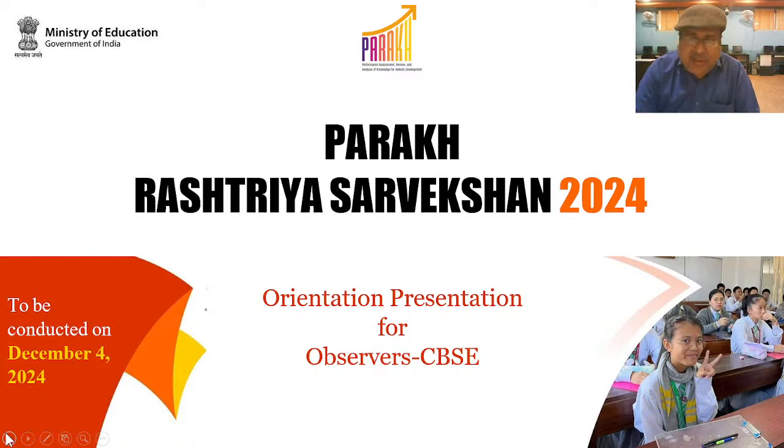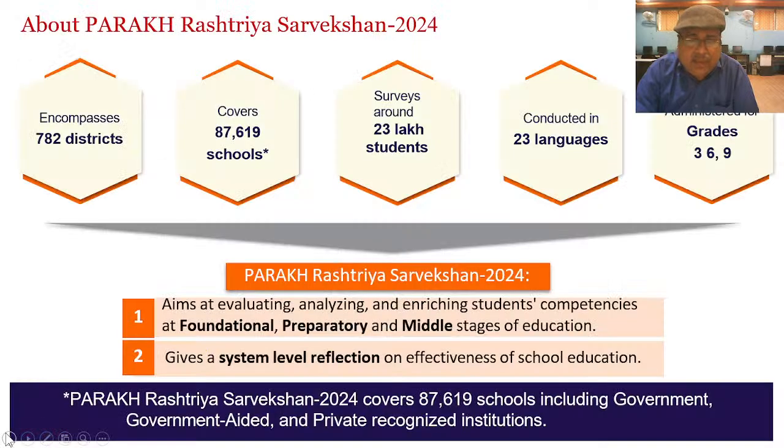There are 3 stages. One is the foundational, one is the preparatory, and the other is the middle stage. The foundational stage is usually class 1 and 2, and that's why the examination conducted is for class 3. The preparatory is 3, 4, 5, so naturally the examination is taken by the students of class 6. And then 6, 7, 8 for the middle, so the students taking this test are of class 9.